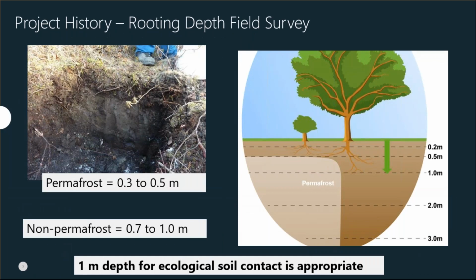So when they were doing these surveys, they were also checking the rooting depth. Similarly, on a permafrost site, the rooting depth was somewhat shallower, from about 0.3 to 0.5 meters was the maximum depth of roots. And then on non-permafrost sites, it went down deeper to about 0.7 to 1 meter. So it was really identified that about a 1 meter depth seems appropriate for the ecological soil contact exposure pathway for this area. And that was an interesting finding, considering that in Alberta we use either 1.5 or 3 meter surface soil depth for ecological direct soil contact.